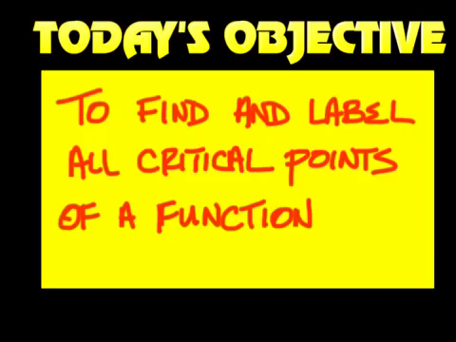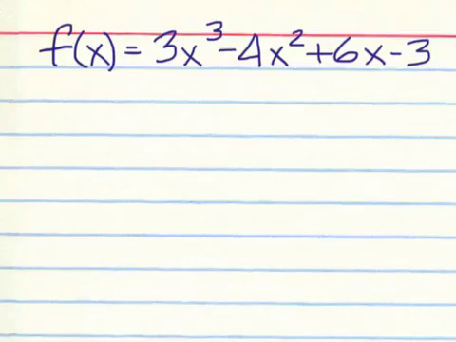Today's objective is still the same. We need some more practice. This is to find and label all critical points of a function. Example number 1. f of x equals 3x cubed minus 4x squared plus 6x minus 3. Step 1 is to find the derivative.